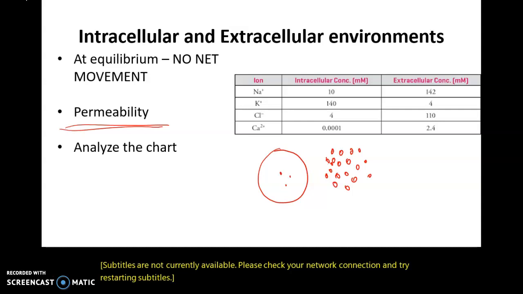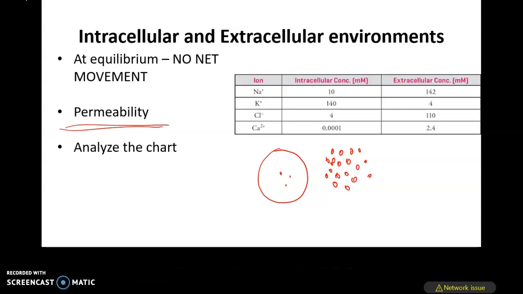All right. So let's analyze the chart one more time. It's the same chart that we have been looking at in the last two slides. So we understand that we have low concentration of sodium inside the cell and high concentration of sodium outside. Now let's say all of a sudden the membrane becomes very, very permeable to sodium, or the sodium channel opens up. Which way will sodium move? If you say it'll move from the extracellular environment to intracellular environment, you are right. We will have an influx of sodium down the concentration gradient.